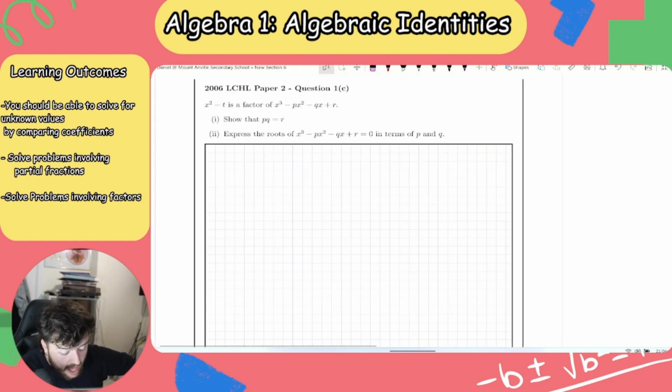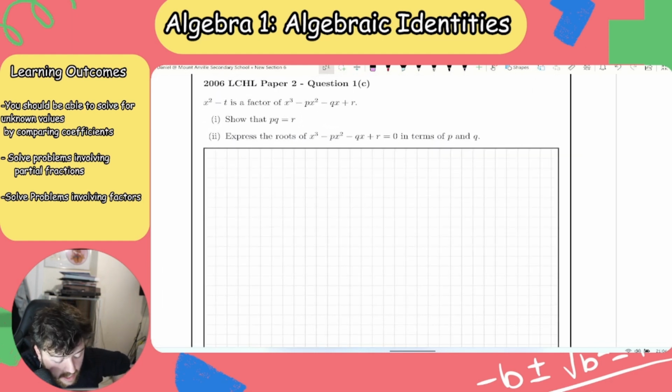Here, x squared minus t is a factor of x cubed minus px squared minus qx plus r. Show that pq is equal to r. So I'm going to use my adding missing factor ways. This came from 2006. The Leaving Cert Higher Level paper from 2006 is paper 2, question 1c.